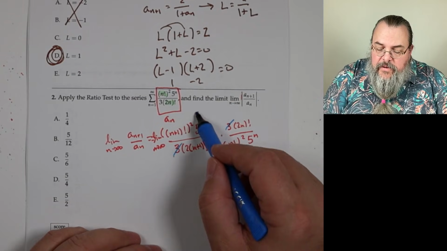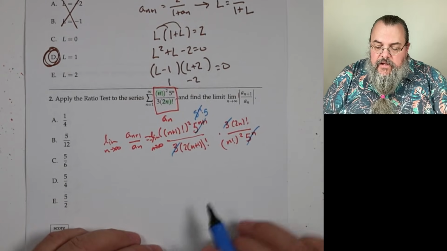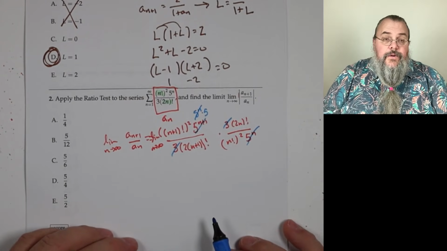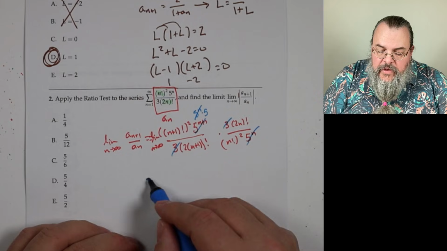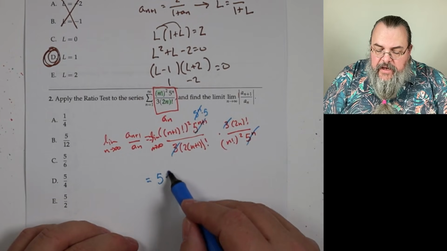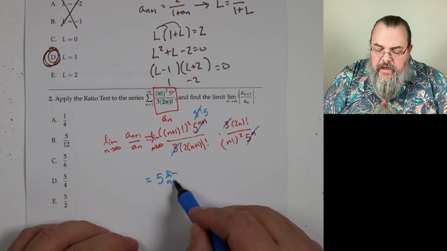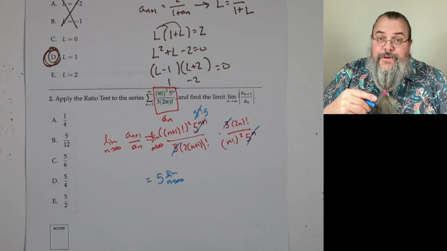Well, 5 to the n plus 1 is really 5 to the n times 5, and then you can cancel 5 to the n's. So we're like, wow, we're doing great. Now, what do we have here? Well, okay, so we have a 5. Might as well pull that out. Don't forget it's there. And then everything else is a factorial.